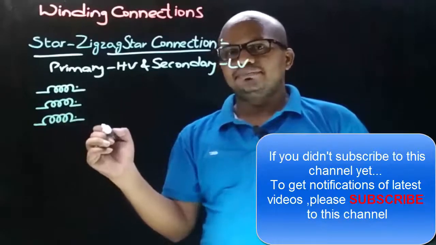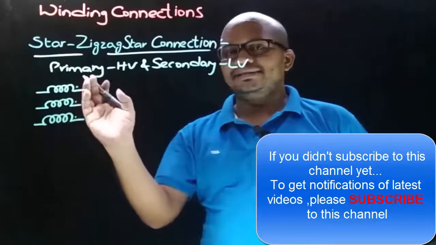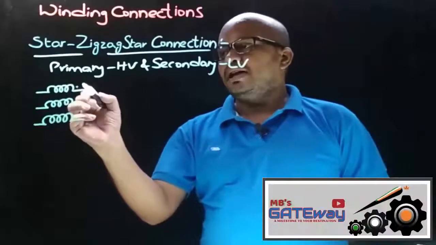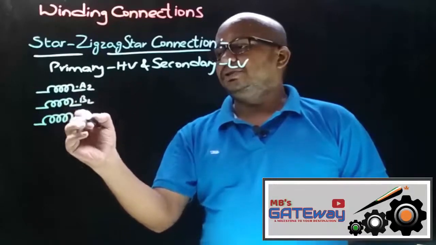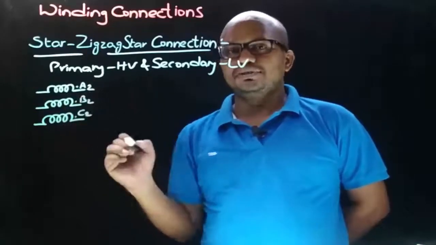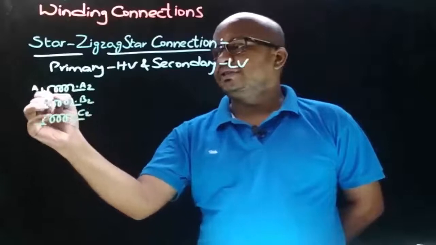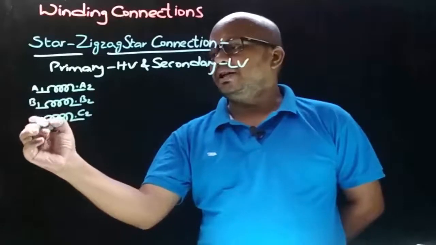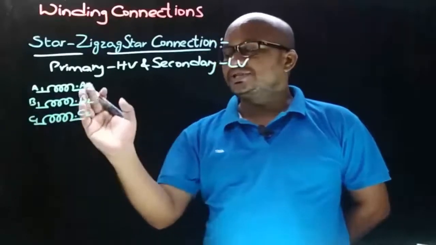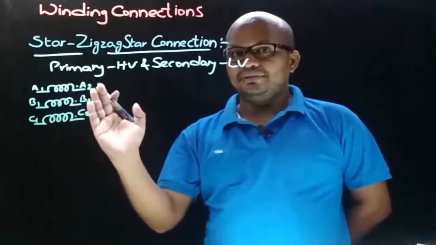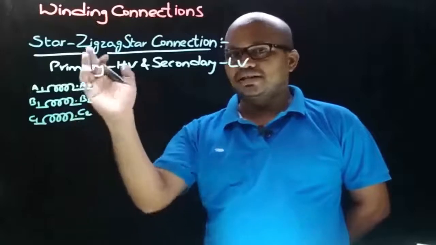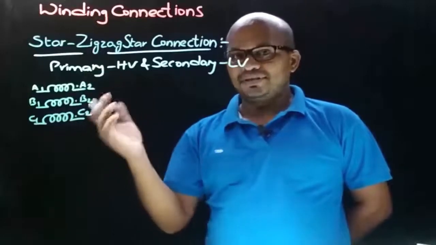dotted terminals, and now let's give the notations for these coil ends. The dot ends are given capital A2, capital B2 and capital C2 notations, and the non-dot ends capital A1, capital B1 and capital C1. Here the notations are in capital letters because this winding represents the HV winding, and as this HV winding is star connected, let's have the star connection.